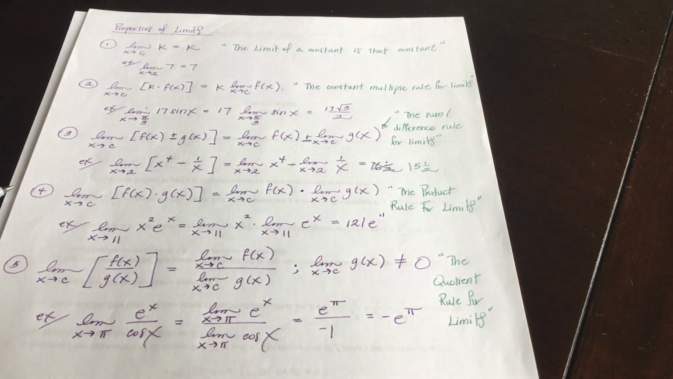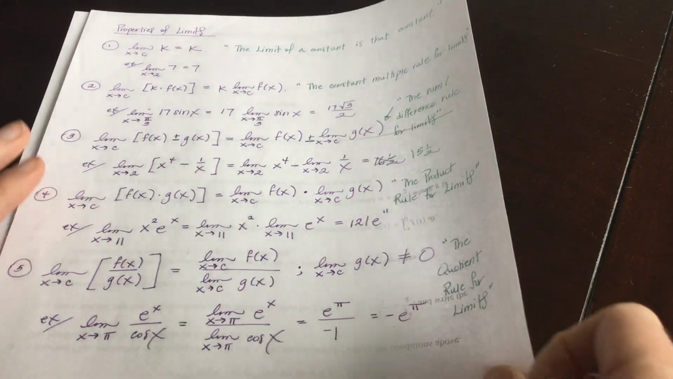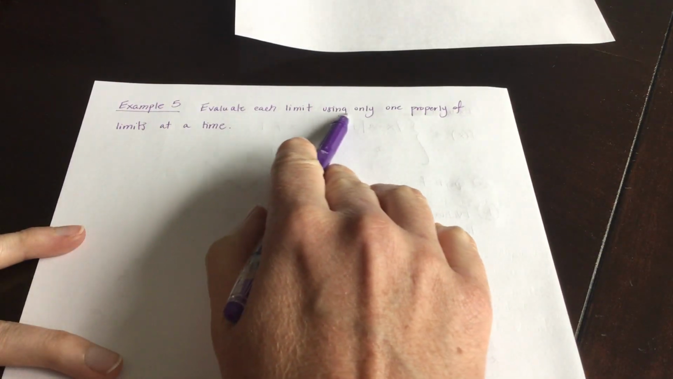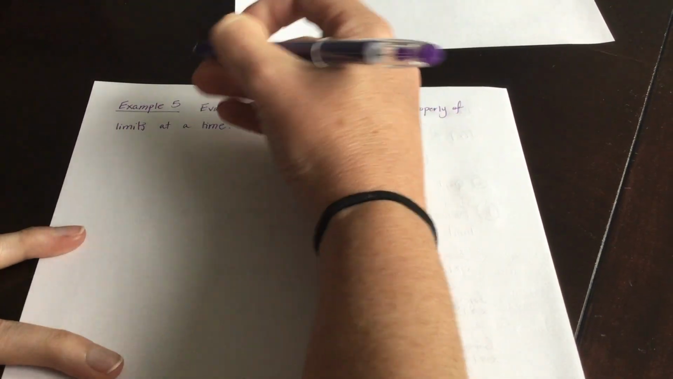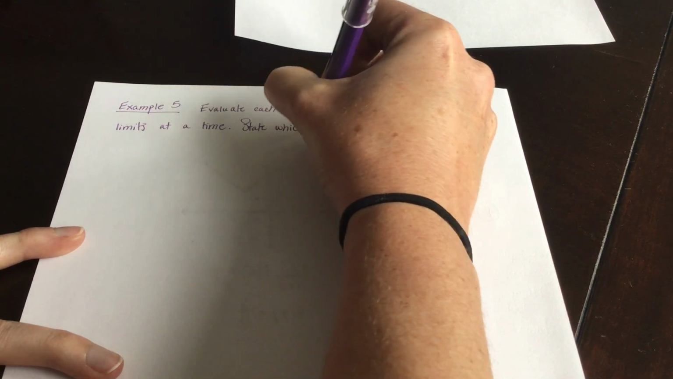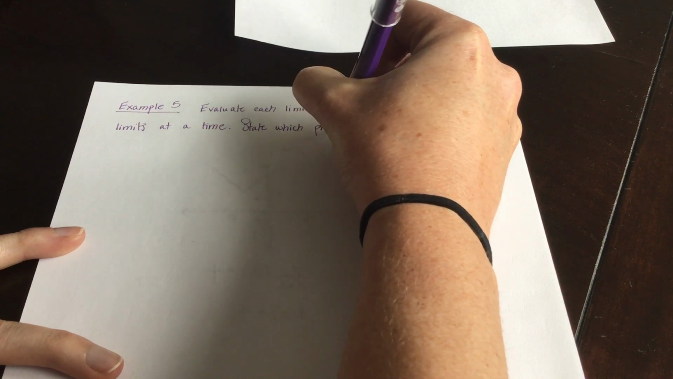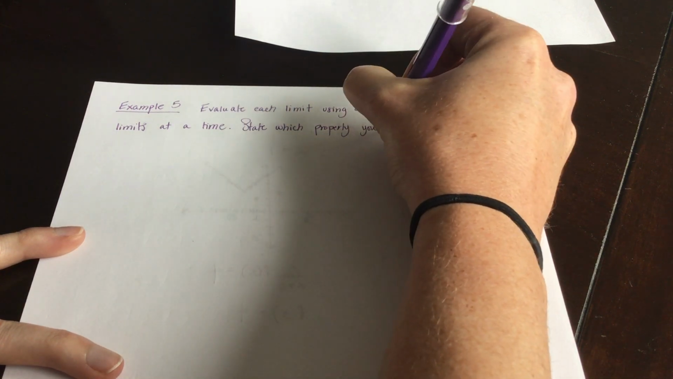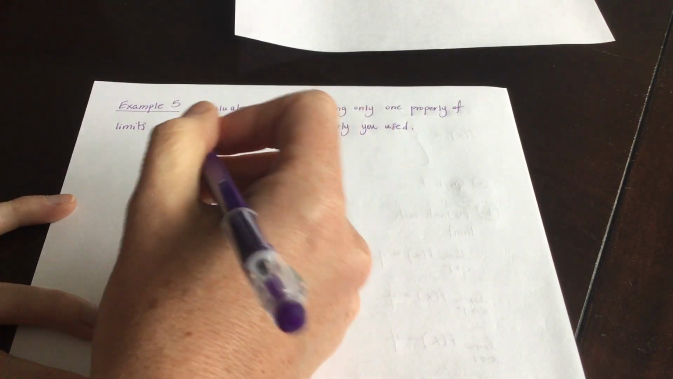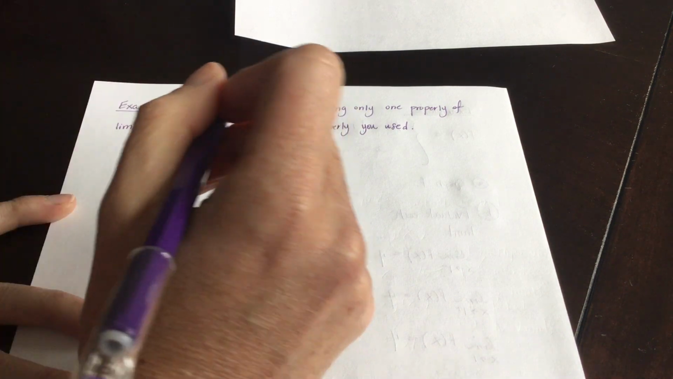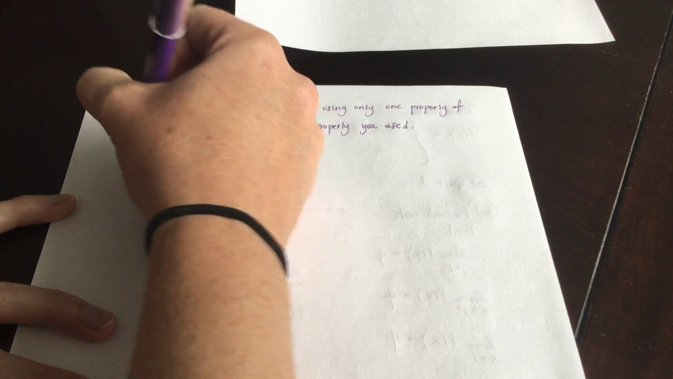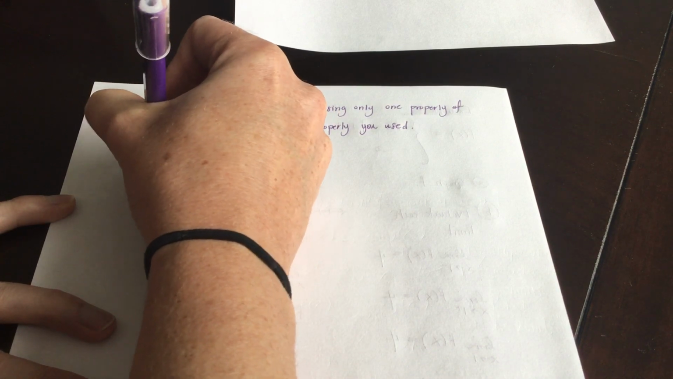Okay, now that you have those written, when I come back to example 5, the directions are: evaluate each limit using only one property of limits at a time, and then state which property you used. We're only going to do one example like this. It's an exercise. After this, you get to just evaluate the limits in any way you want, and it's okay if all the stuff that we're about to do happens in your head. So let me show you what we're going to do here.